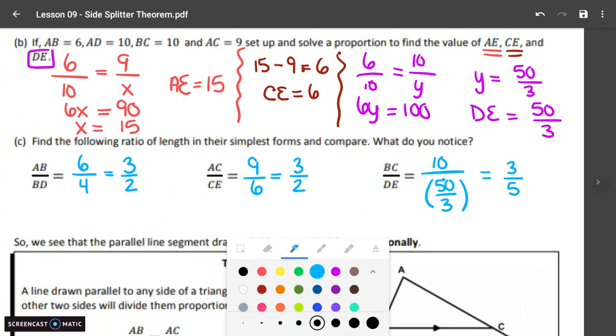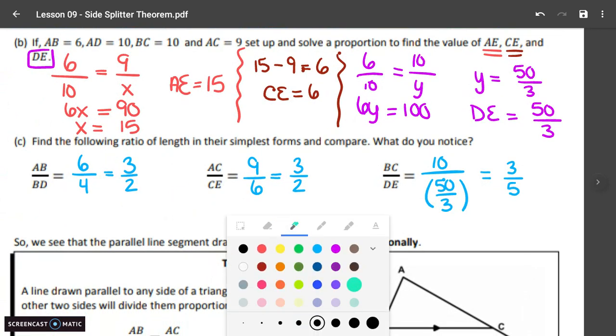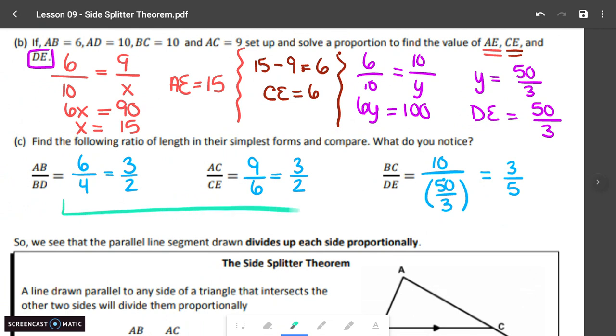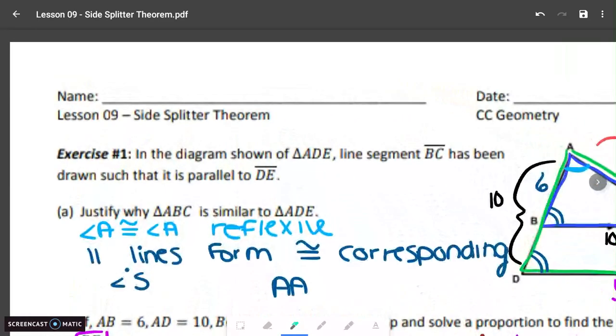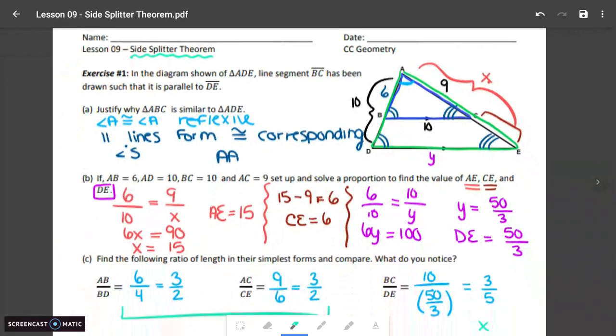One thing that should stand out to us at this point is that two proportions are exactly the same while one is not matching. That's because that new theorem we talked about is referred to as the side splitter theorem. The proportion can be set up.